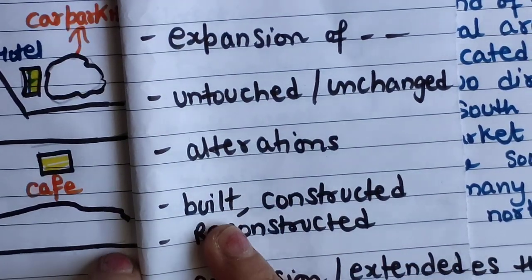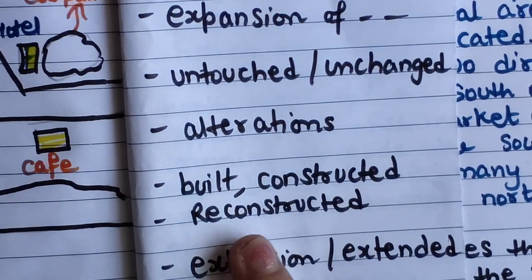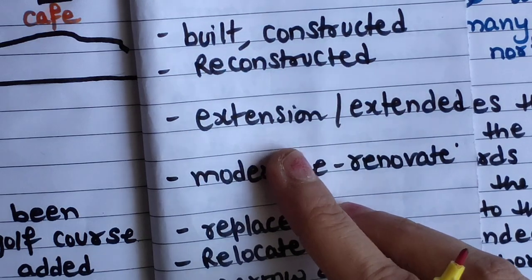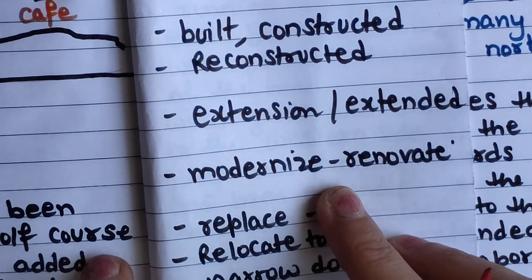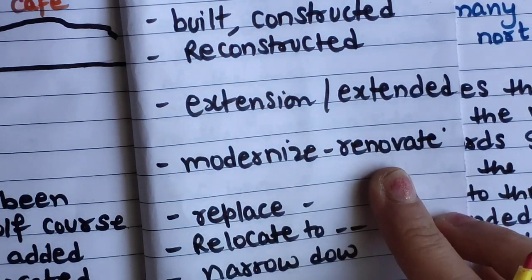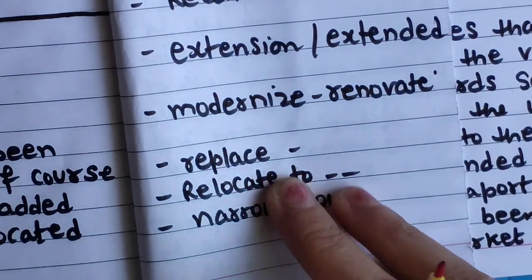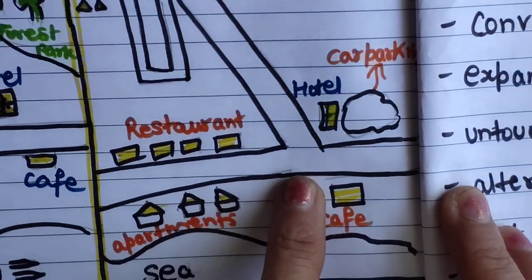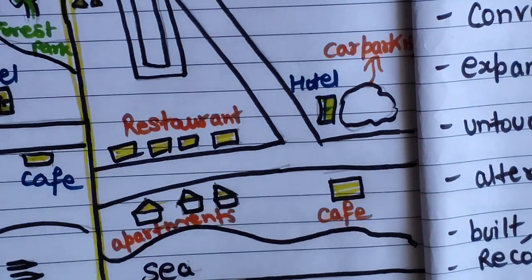Alterations means variations. Built, constructed: if they have constructed some building, then you can use the word built, or constructed or reconstructed. Now extension, extended means expansion. Modernize: something they must have modernized, or a new thing they have added. Renovated means the old thing they have renovated into a different building. Replace, same thing. Relocate to means earlier, suppose shops are here, and in the new map they have constructed shops here, so you can say relocated the shops area to another part of the map.